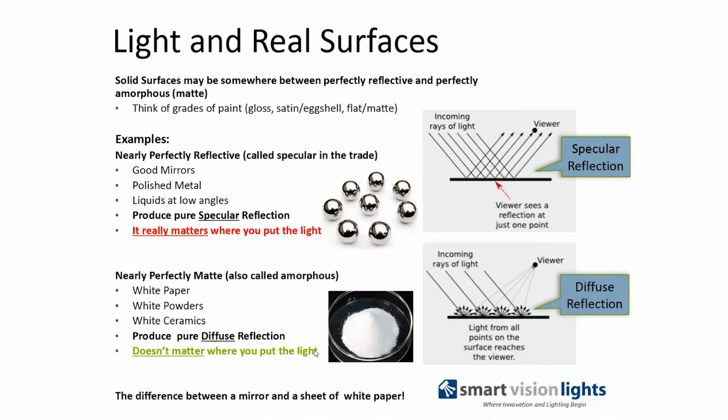It doesn't really matter as much where we put the light. In matte surfaces, it's very important we get a uniform lighting and in a structure that we want, but they are much more forgiving, and if you have an object with a matte surface that you're trying to inspect, you'll find your window for getting good lighting is much bigger. So this is the difference between a mirror and a sheet of white paper, the difference between specular and matte, and you'll see in the examples we're going to carry that forward a little bit and use those two extremes to demonstrate what we need to talk about today.